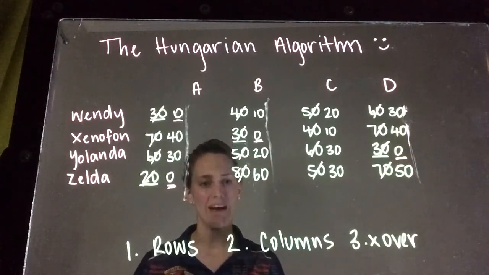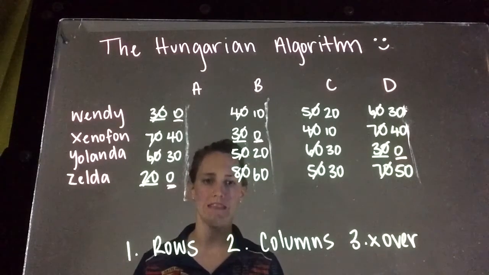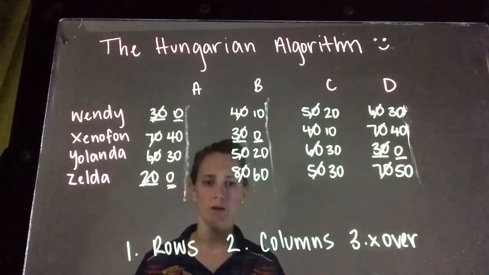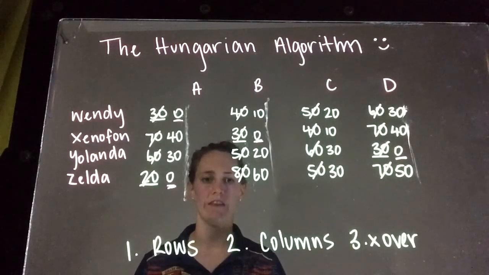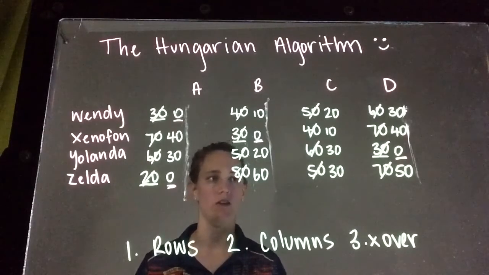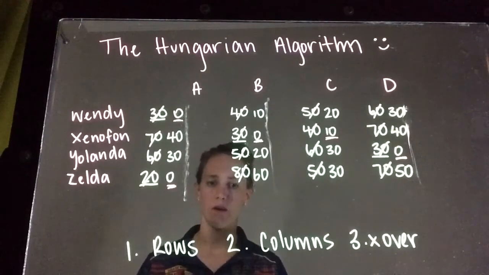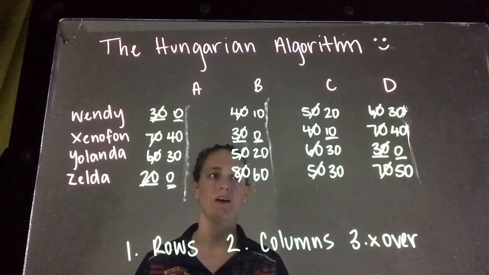Okay, so now what I need to identify is the columns that didn't have a 0. And it was this column here for C. What I'm going to do is identify the smallest value within that column. And that smallest value is 10.